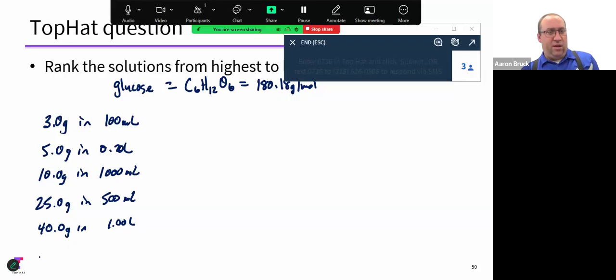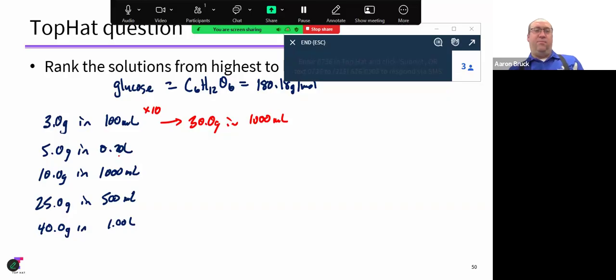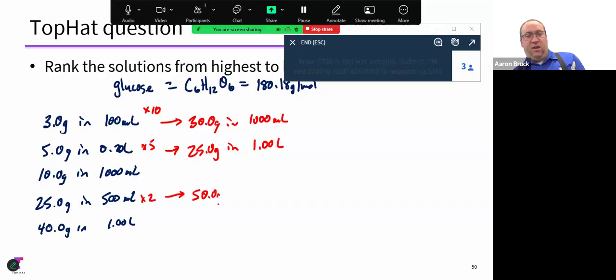So for this first one, we have 3 grams in 100. Well, if it was 1,000, so multiply everything by 10, it would be 30 grams in 1,000. And this one is 5 grams in 0.2 liters. Well, if we multiply it by 5, it would be 25 grams in 1 liter. This one's already in a liter. This one's 500, so if I multiply it by 2, I would have 50 grams in a liter.